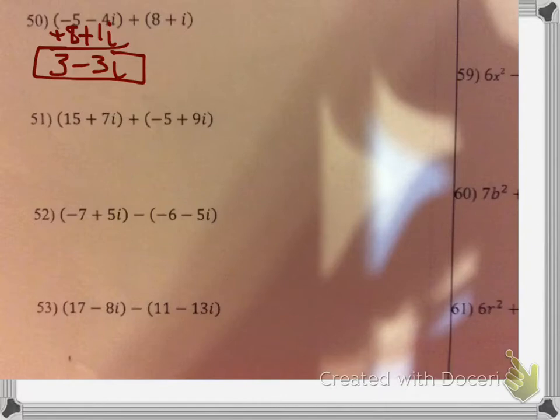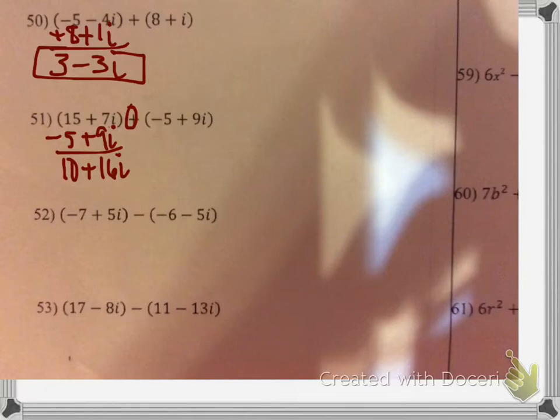Then here, on this one, I would say minus 5, because remember, when there's a plus here, we keep them the same. Plus 9i. 15 minus 5 is 10. 9 plus 7 is 16i.